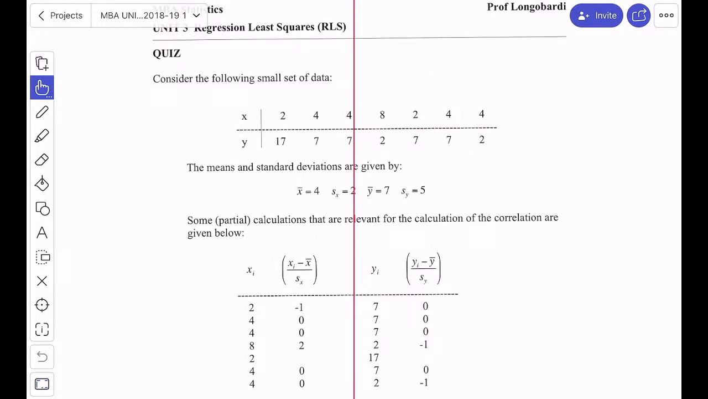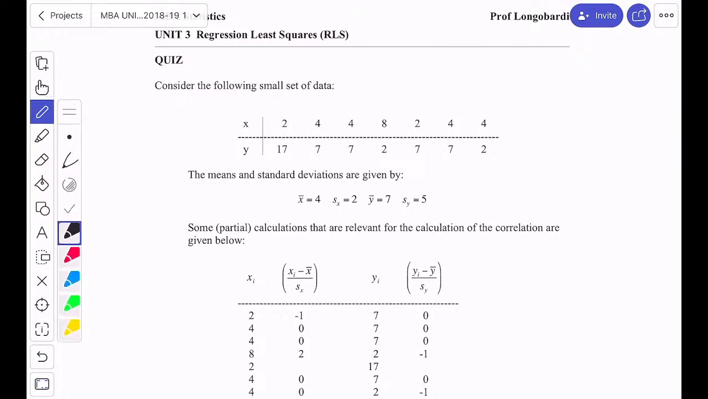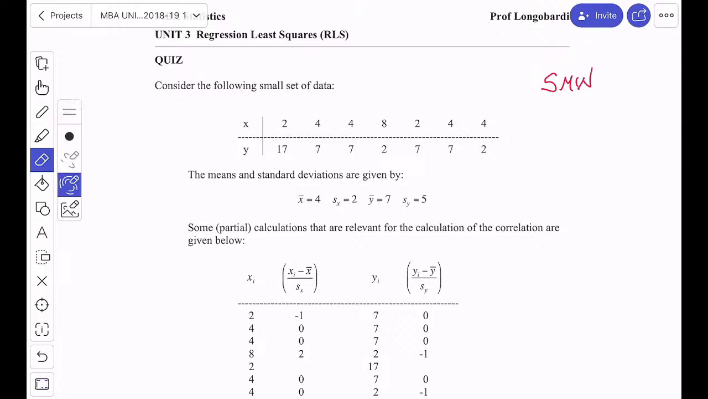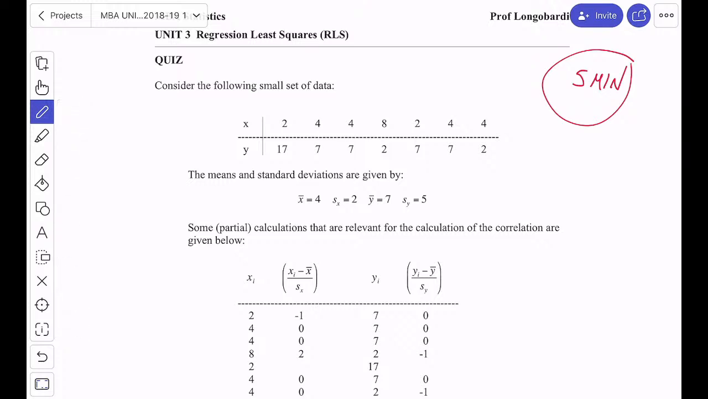I want you to solve this. I'm going to give you 10 minutes to work on this. No, 5 minutes. 5 minutes to work on this problem. And then we'll review it together.